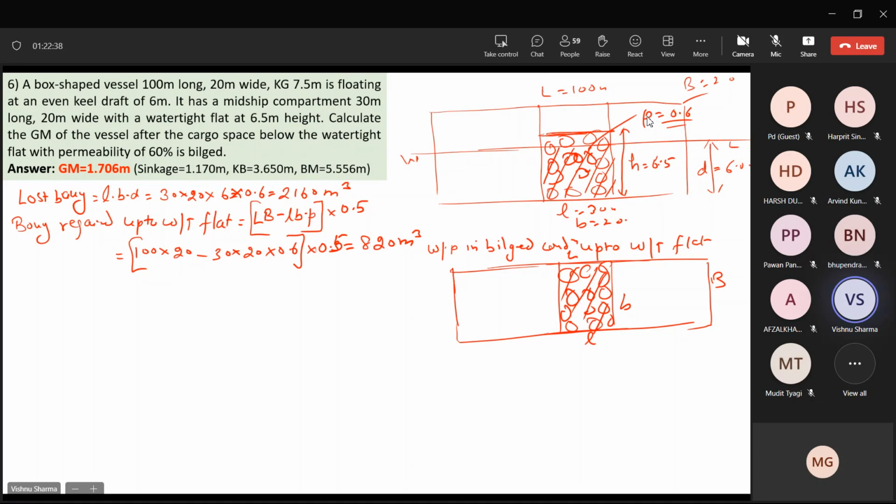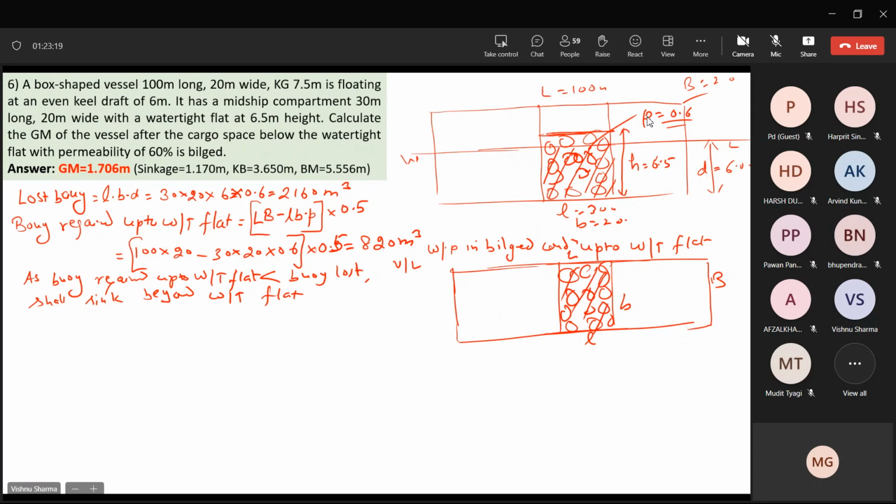Okay. So now you can compare it with here. You can compare with 2160. You know the buoyancy regained is less. So the vessel has to sink. If you want, you can write here, no problem: as buoyancy regained up to watertight flat is less than buoyancy lost, vessel shall sink beyond watertight flat. Okay. You can write suitably worded here. If you want, you can just say that I have compared.